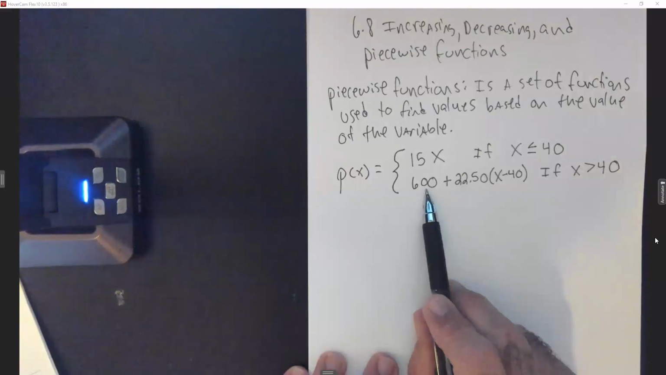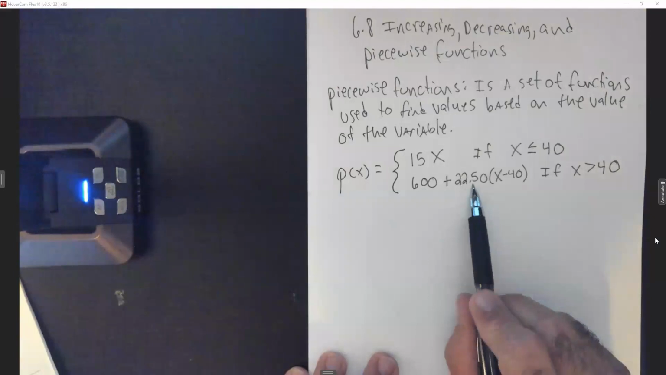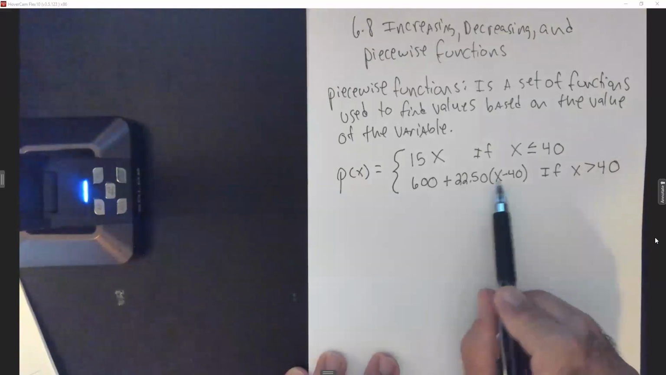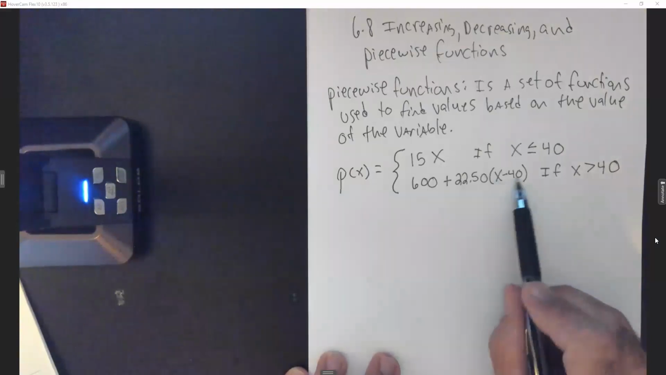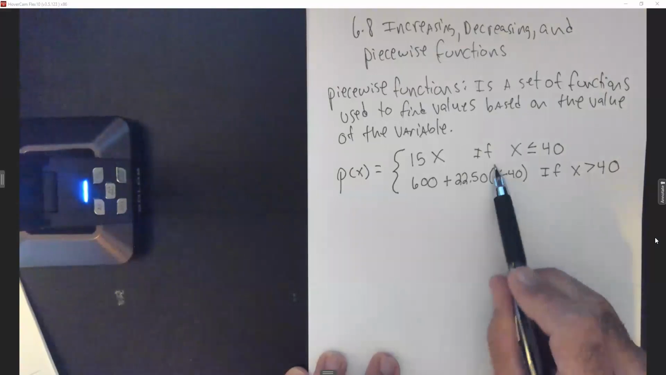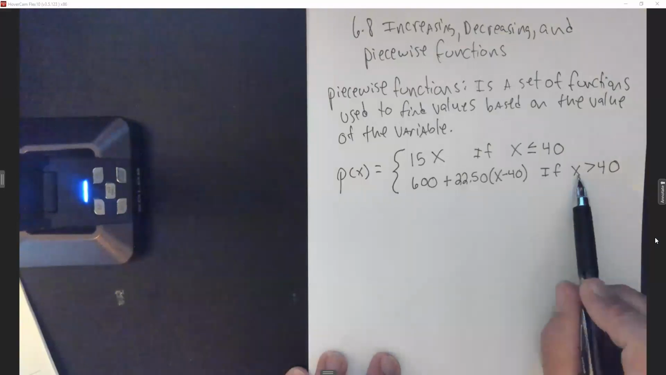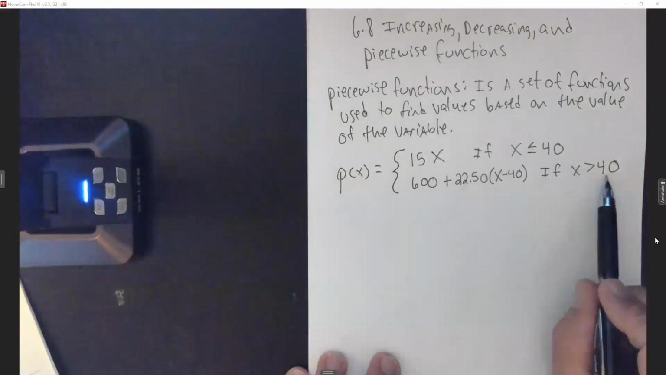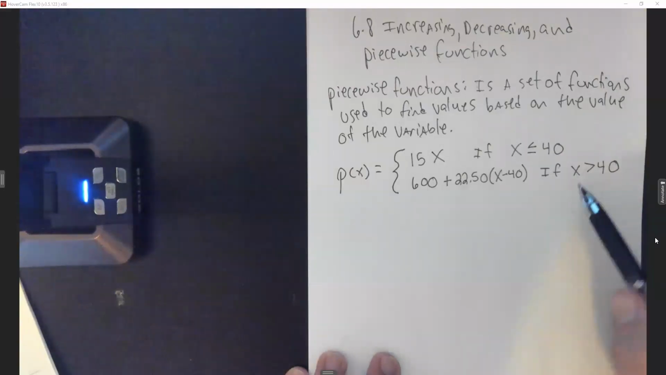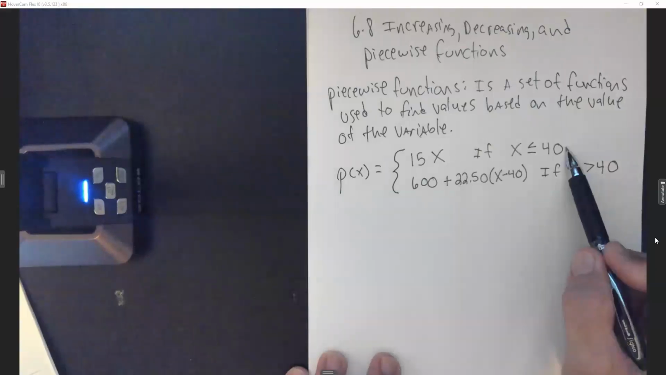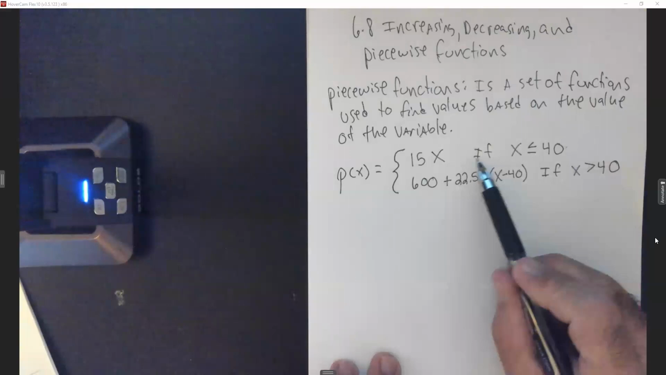Plus $22.50 would be my overtime pay for any hours over 40. So if I work 46 total hours, 46 minus the 40 would give me 6 hours at overtime pay. I use this equation if my x is greater than 40. So if I work more than 40 hours, I use this equation. If I work 40 or less hours, I would use this equation.